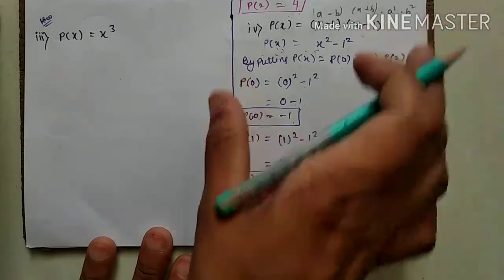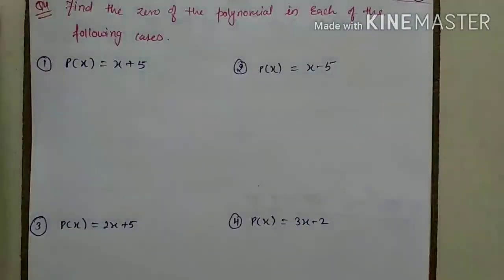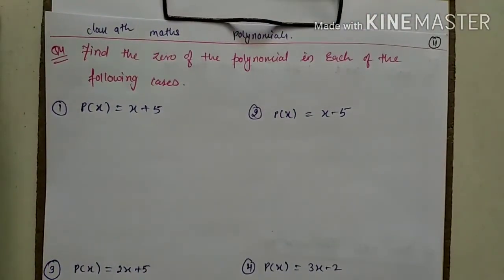Is it clear? So this is the way you have to solve the remaining questions. Try it. You will get the correct answer. Now come to the next question. Question number 4. Find the zeros of the polynomial in each of the following cases.